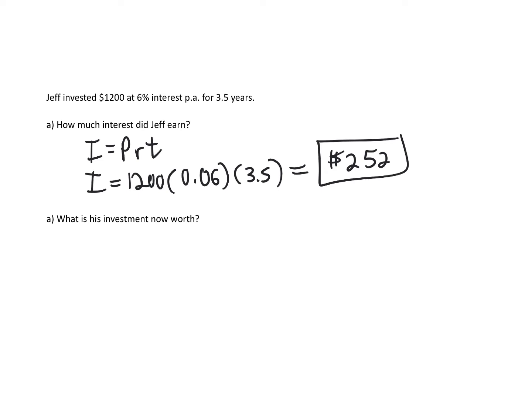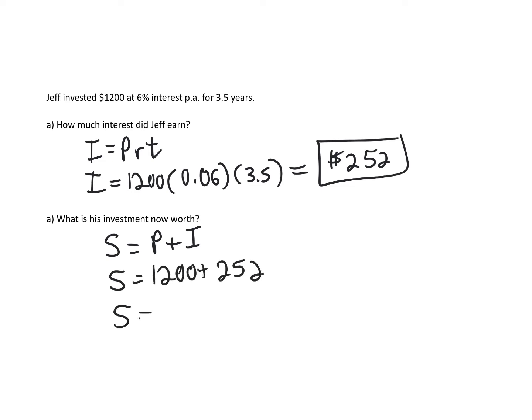Now for what his investment is worth now, that's your S, which will just be P plus I, which will be 1,200 plus the 252, which is $1,452.